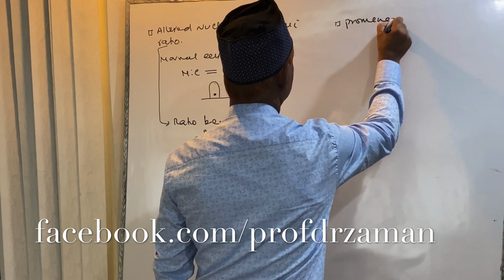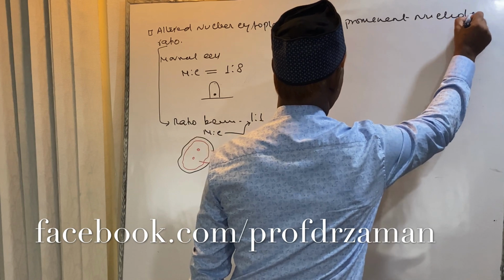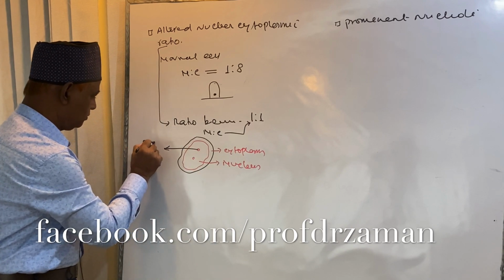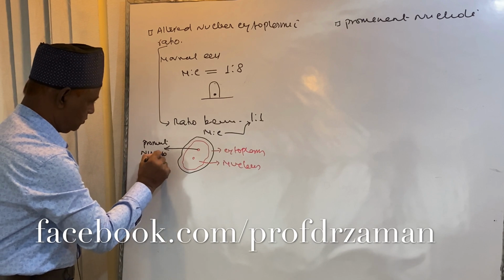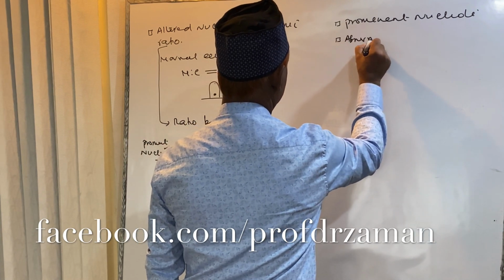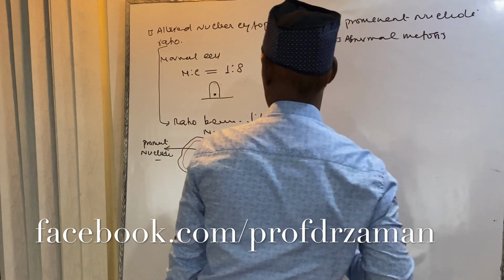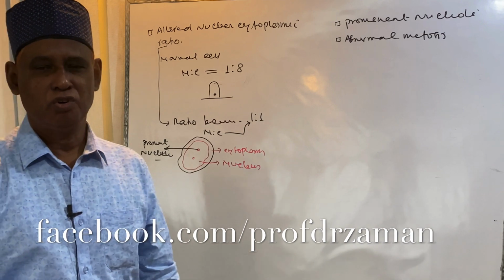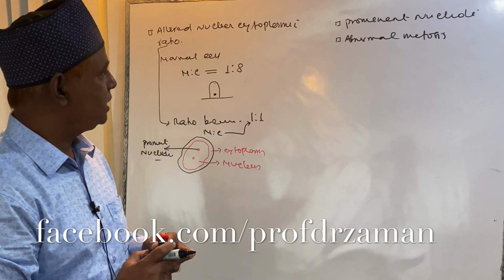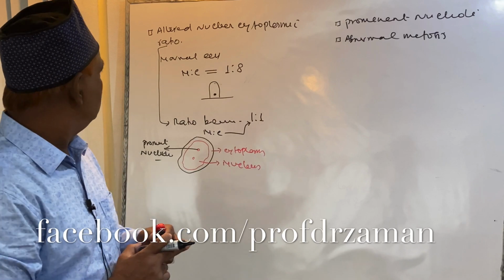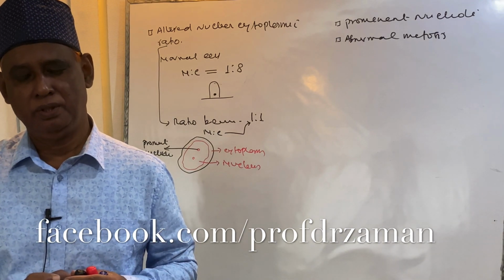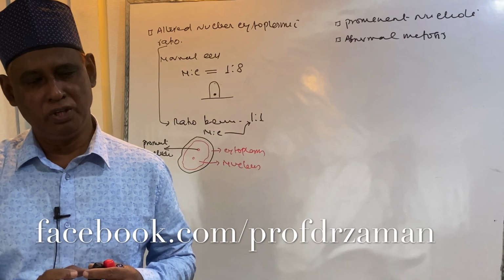Prominent nucleoli, that is conspicuous nucleoli. So this is the prominent nucleoli. Abnormal mitosis. So these are the characteristics of anaplastic cells: pleomorphism, large hyperchromatic nucleus, large cell, altered nuclear cytoplasmic ratio, prominent nucleoli, abnormal mitosis. These are the characteristics of anaplastic cells, characteristics of the malignant cells.